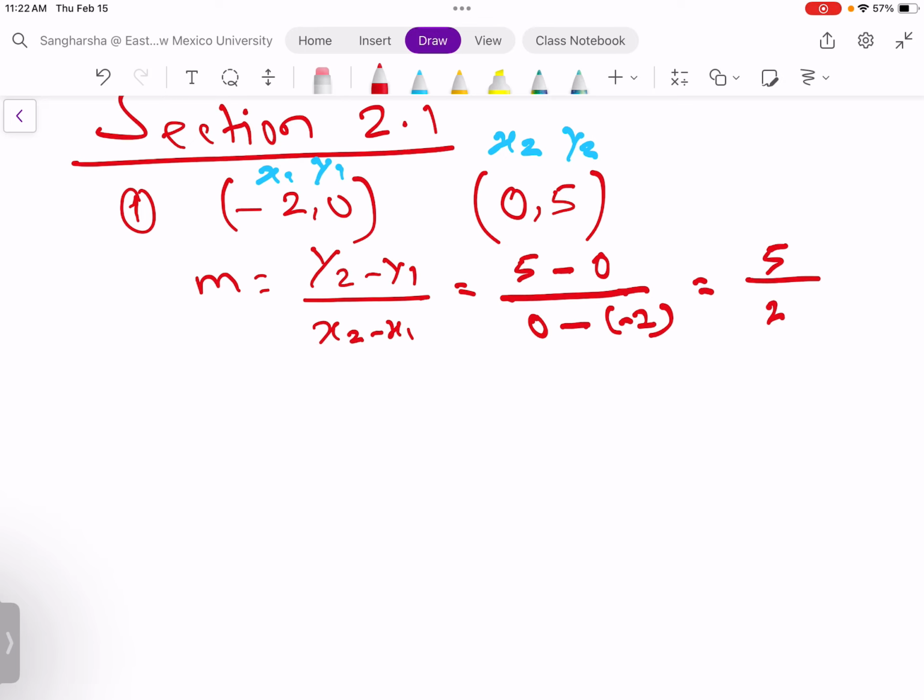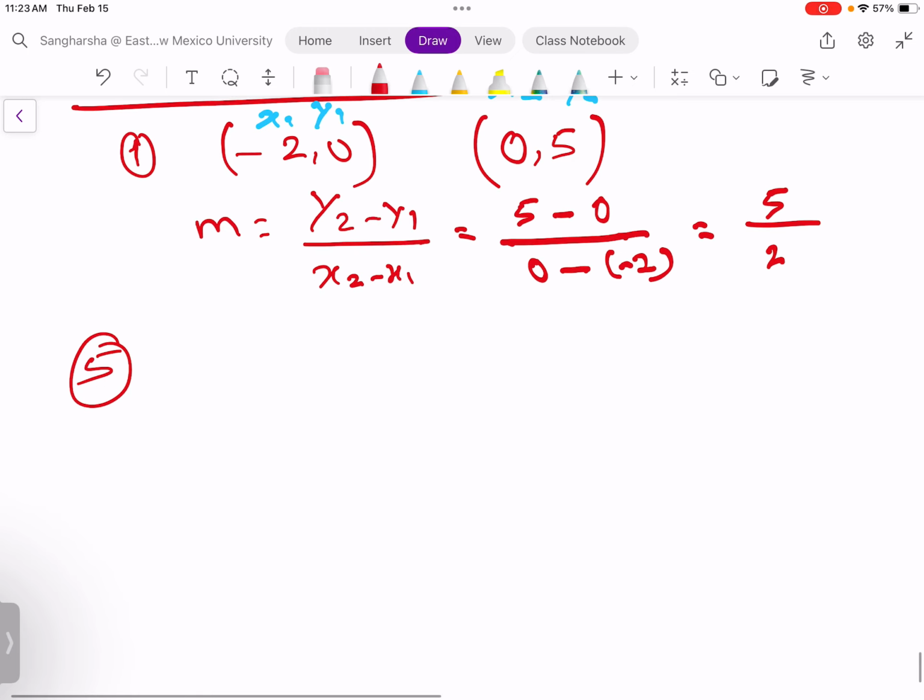Now the next, number 3, is still asking you to find the slope. I hope you can try this one, and I will go to number 5. You are asked to find the equation of a line in the form y equals mx plus b, which is slope intercept form, passing through a point.